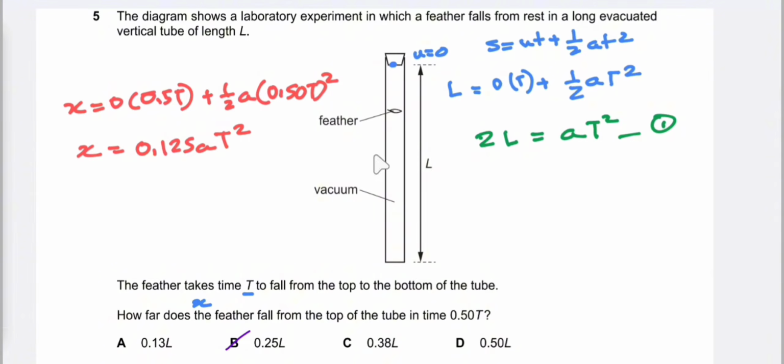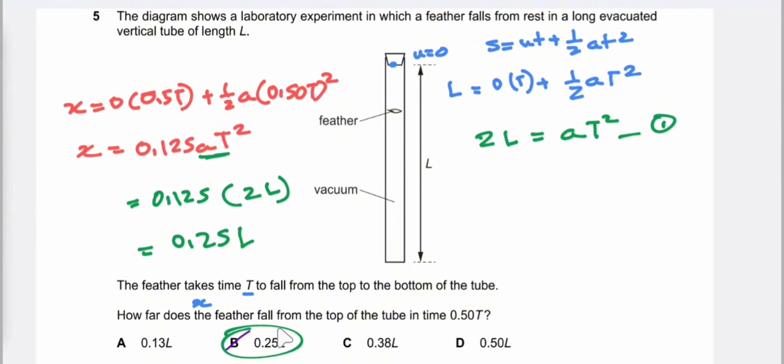Now we substitute this expression in the other expression. Instead of a T square, we write 2L. So 0.125, and instead of a T square, we substitute 2L. So the value of x comes to be 0.25L. So 0.25L, that is answer B.